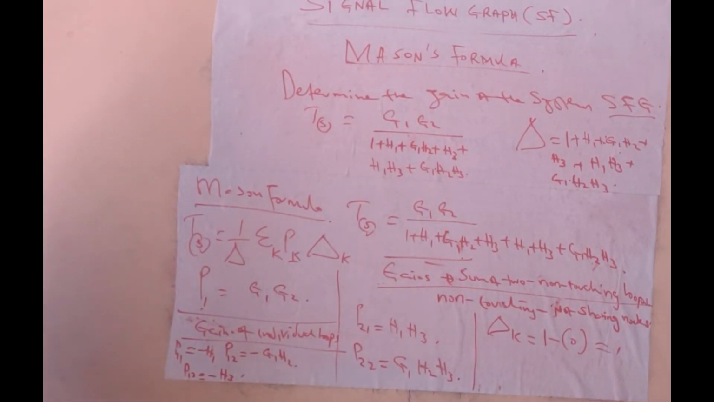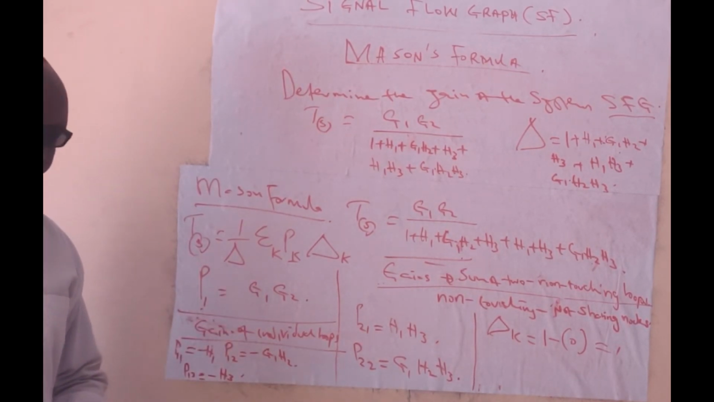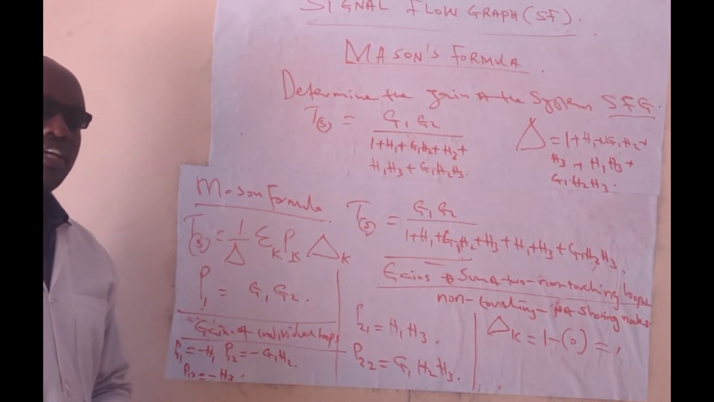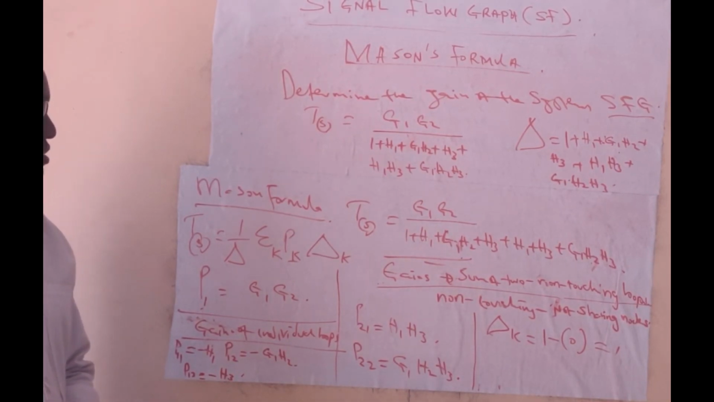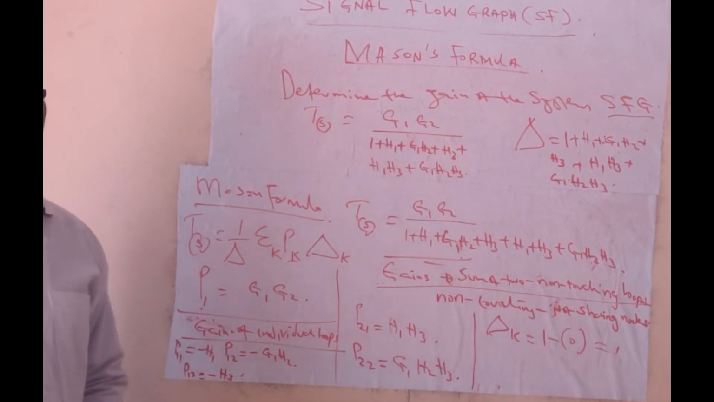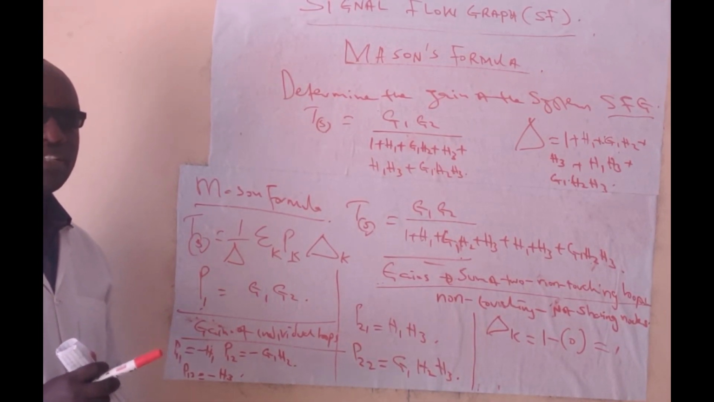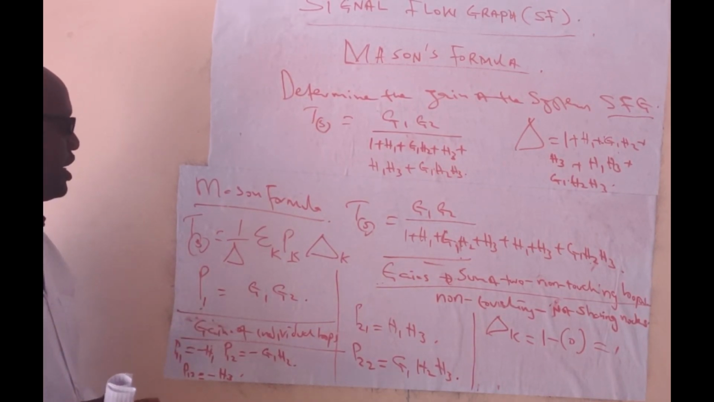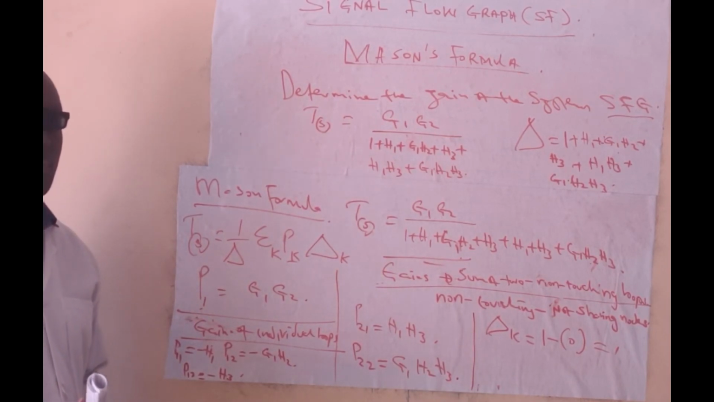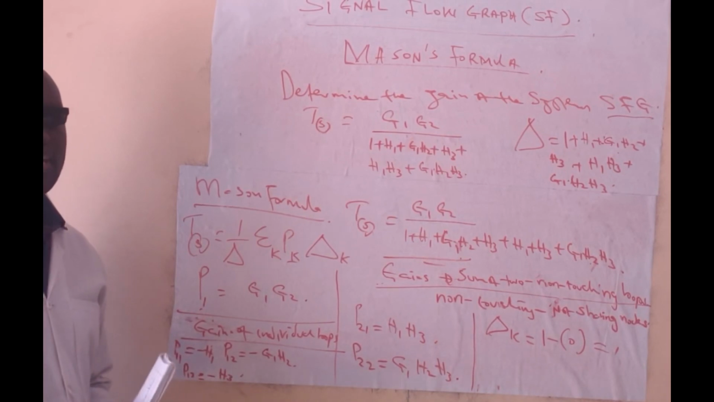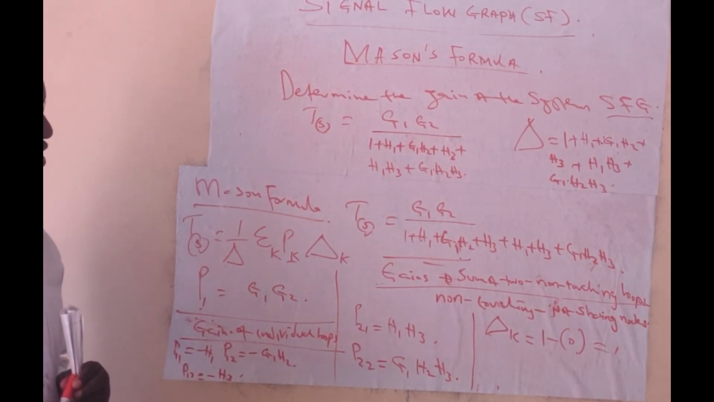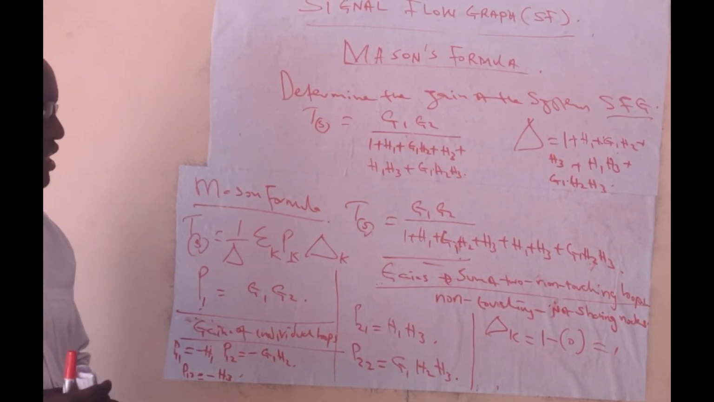So I want you to revise this on your own. You look for more problems, and when you have a question, you write it down there. You give a comment, and when you have a question, of course, you write it down and send it to me, and we shall be able to work it out together. So this Mason formula is very important. It helps us to get the transfer functions of complex block diagrams, after reducing them or after converting them into signal flow graphs. So after that, we can meet next time.